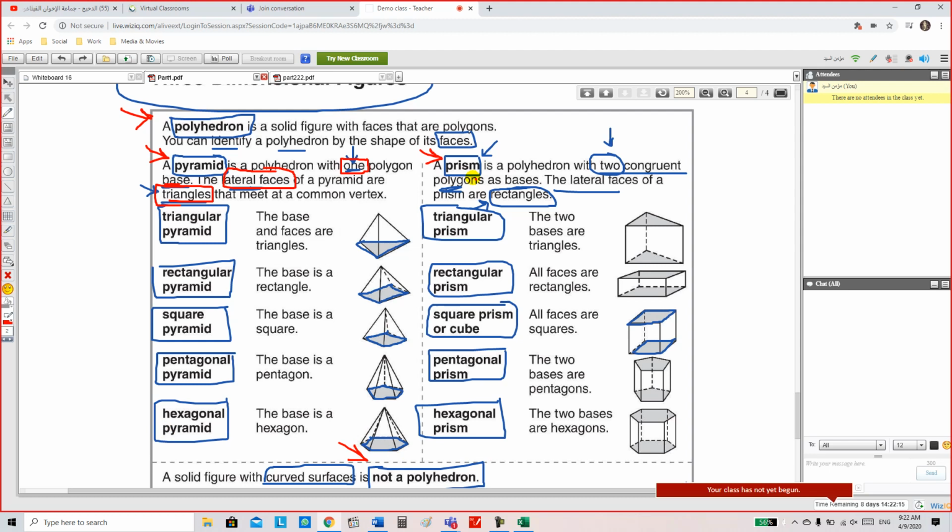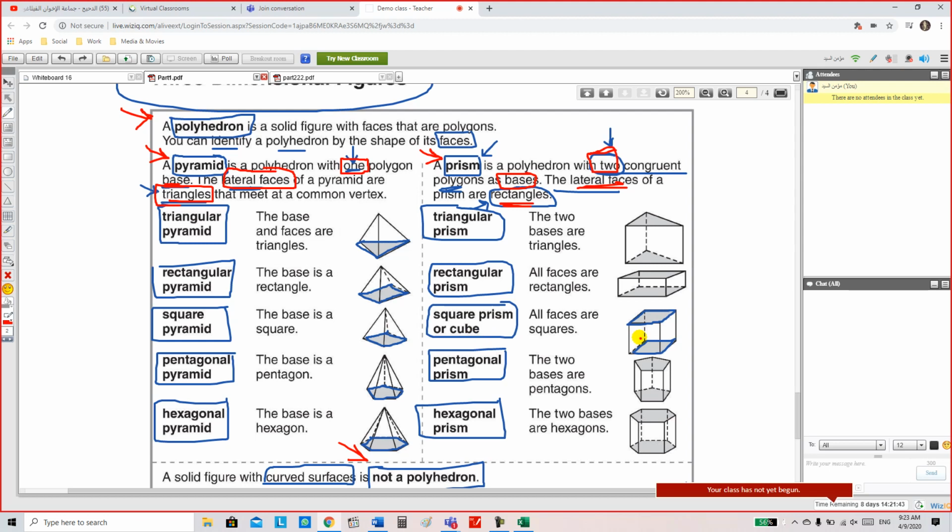What about prism here? The prism is a polyhedron with two congruent bases, okay? And the lateral faces are rectangles. So we have triangular prism. We have two bases in the shape of triangles. Rectangular prism. We have two bases in the shape of rectangles. Square prism or cube.